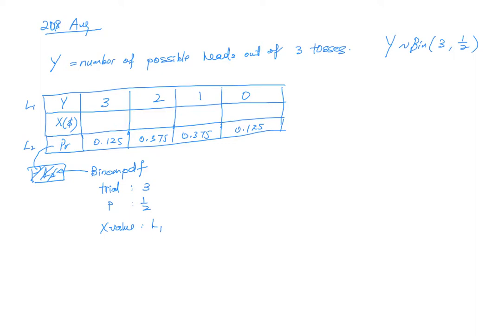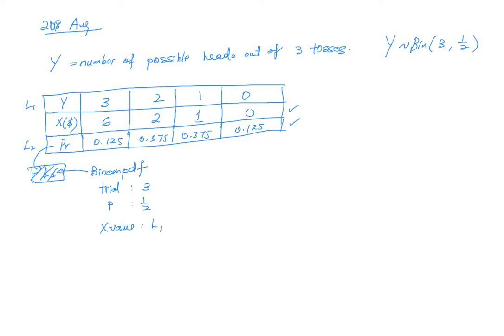Okay, usually it's a binomial distribution. So now we want to talk about between this and this. This is just a guide to help you to find the probability. If you got 3 heads, you get $6. If you got 2 heads come up, you only get $2. And if you got one head come up, you only get $1. If no head, then you get nothing.